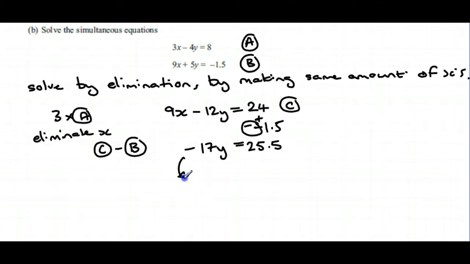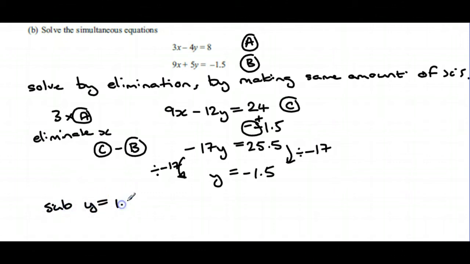I've got minus 17y. If I divide by minus 17, that will mean I just end up with y equals. So if I divide this by minus 17, I get my answer. It looks like it's going to be a complicated number, but actually it's not too bad. Minus 1.5. So I now know that y is minus 1.5.